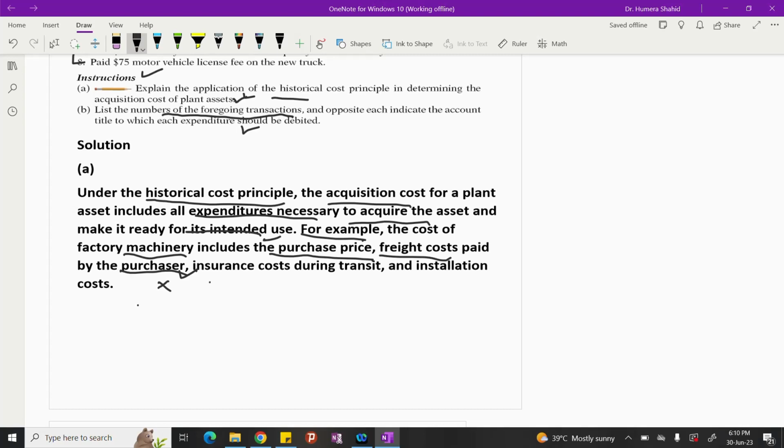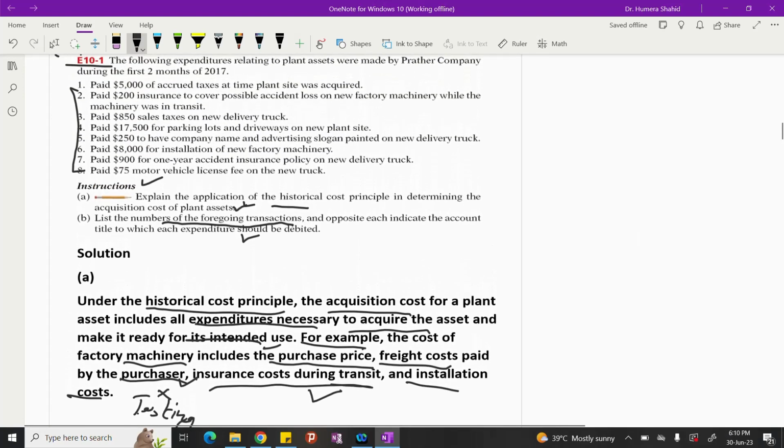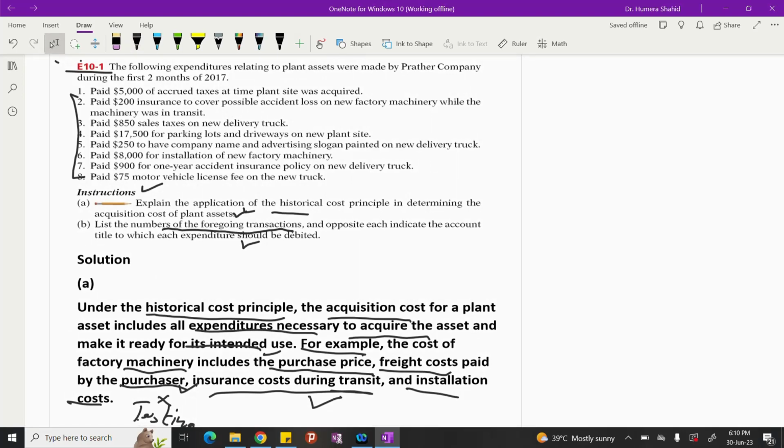And then insurance in transit cost. I'm not talking about annual insurance, because annual insurance is renewable. That's not a cost for the plant asset. That is either prepaid or insurance expense. So only insurance in transit is added to the cost of the plant asset. And then the installation cost. I'll also mention the testing cost. If you test the first batch of the product just for testing purposes, that cost will also be included. So this is what the historical cost principle says regarding the plant assets.